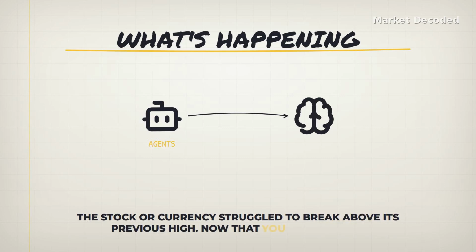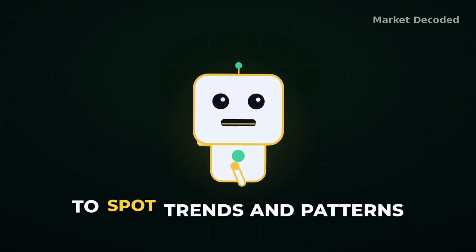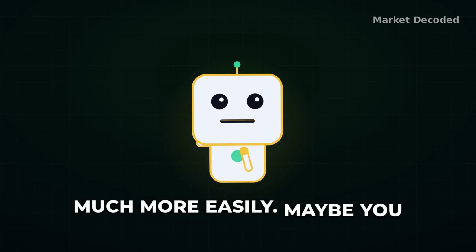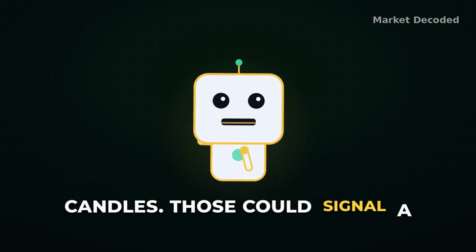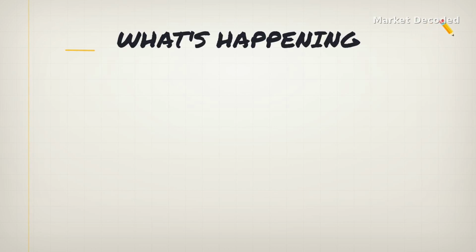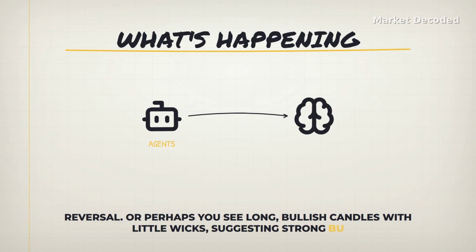Now that you understand what those candles are saying, you can start applying this knowledge to your own market analysis. When you look at a candlestick chart, you'll be able to spot trends and patterns much more easily. Maybe you notice clusters of short, bearish candles. Those could signal a potential reversal. Or perhaps you see long, bullish candles with little wicks, suggesting strong buying pressure. The third one surprises everyone.